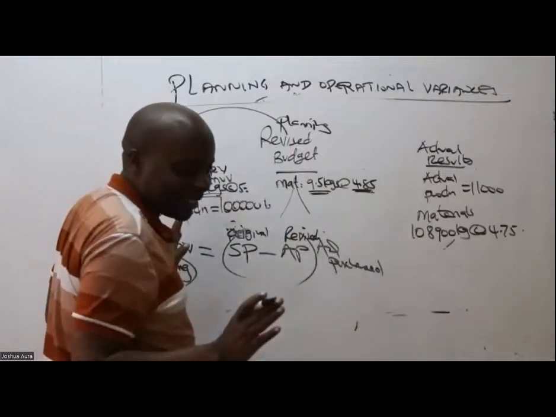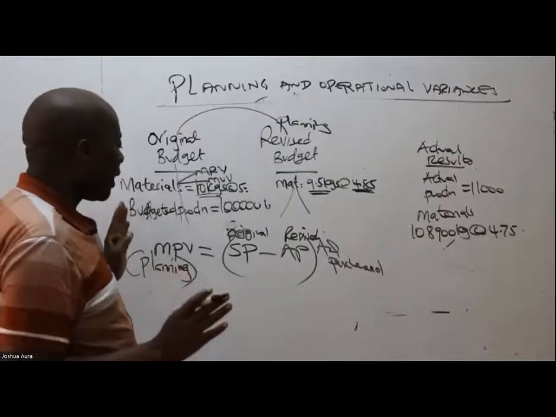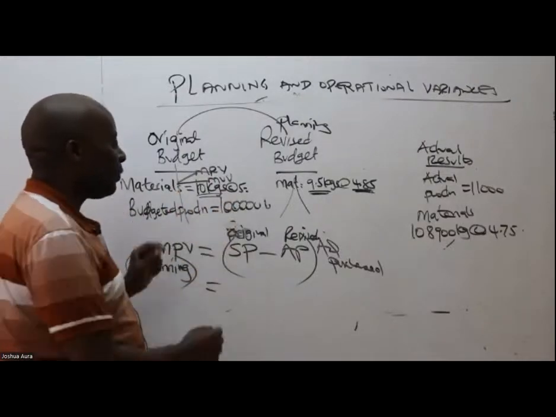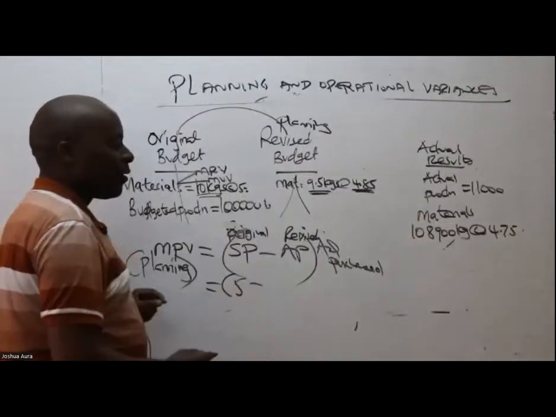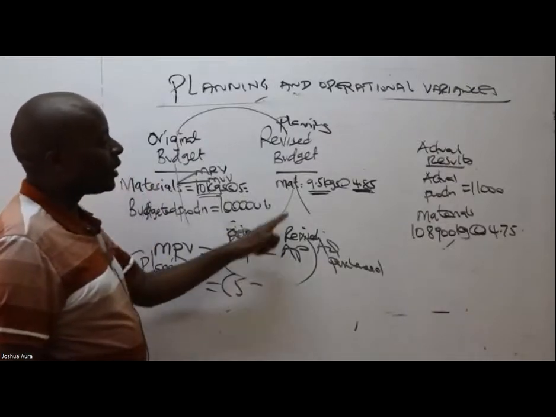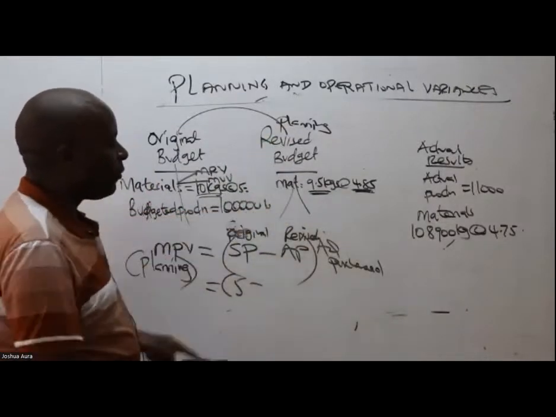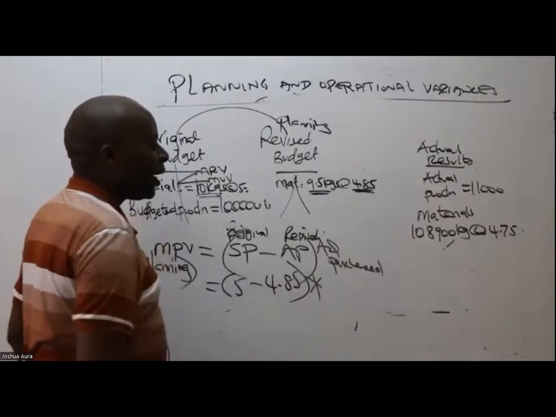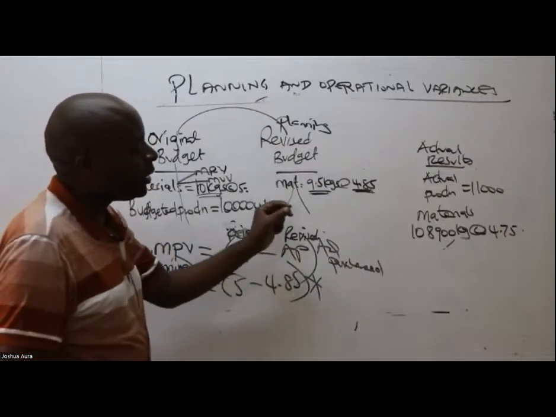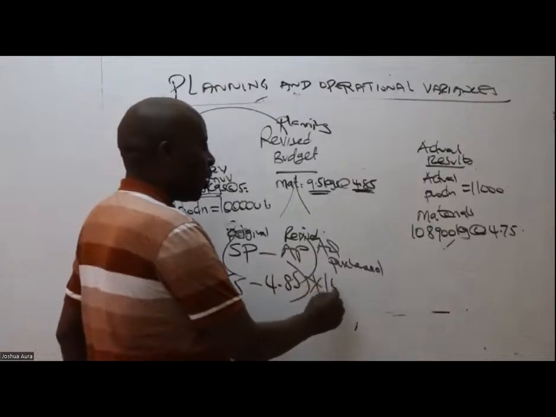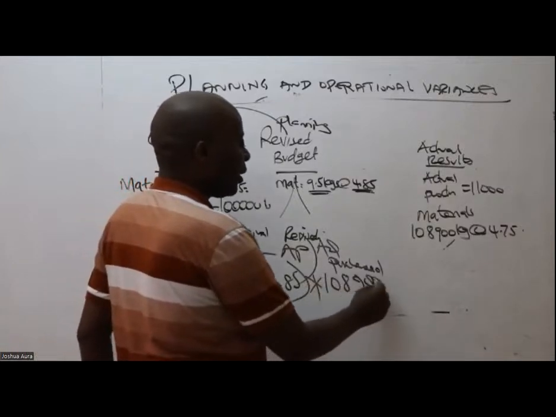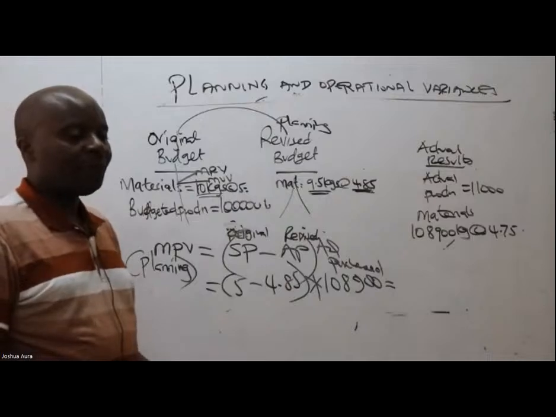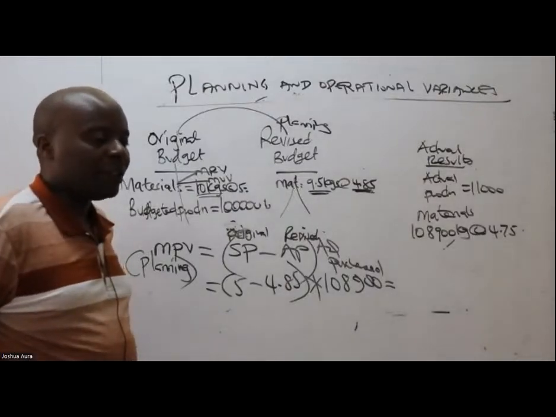Outside here remains. So like now here, the original standard price per kg, you had given me a figure of 5, minus the revised price. The revised price, you gave me 4.85, multiplied by the actual quantity of materials purchased, which is 108,900. Could you kindly give me the answer here?